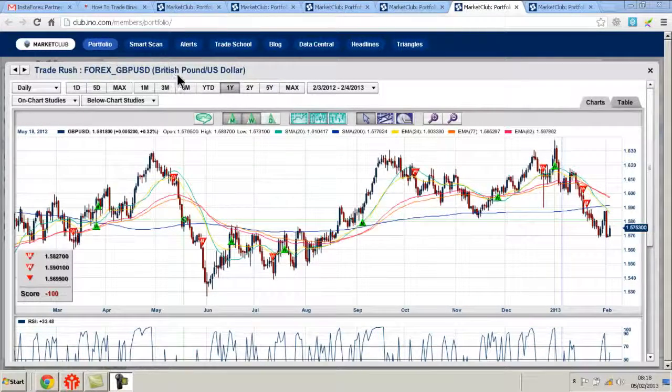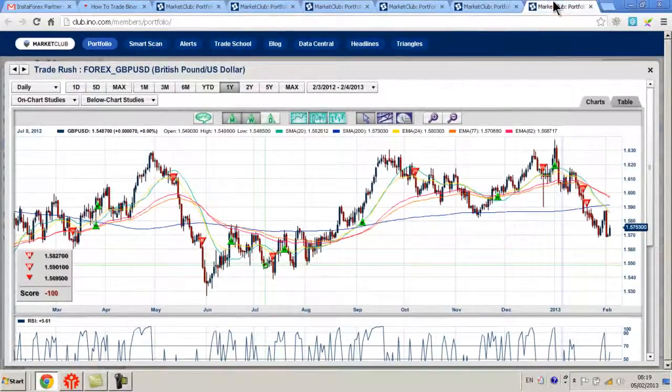Right, guys, we're looking at British pound US dollar. If you look above, I said there's a correlation between the British pound and the US dollar. Normally, the British pound would move up and the US dollar would move down, and vice versa. So if we look here on the daily chart, from May to the beginning of June, the British pound was moving down.